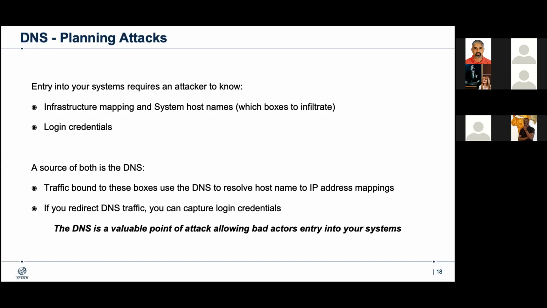And one of the most interesting things is that the DNS is a very rich source of information, and Yazid has already shown this. Traffic bound to the infrastructure under consideration by the attacker uses perhaps DNS, or maybe some internal mechanism like Active Directory. But in many cases, many of these systems use DNS to resolve the IP to hostname mappings. So if they are able to redirect DNS traffic to their own infrastructure, they can phish and gain credentials from the end users or from the victims. So from this point of view, the DNS is a very valuable point of attack, allowing even bad actors to enter into your systems.